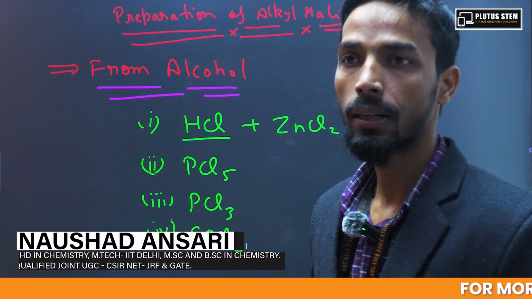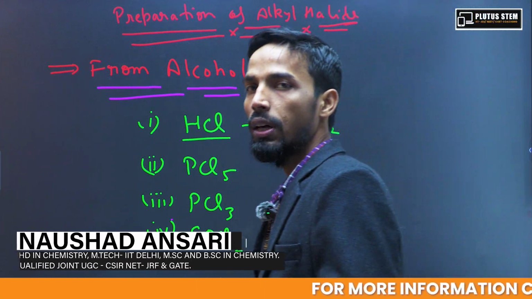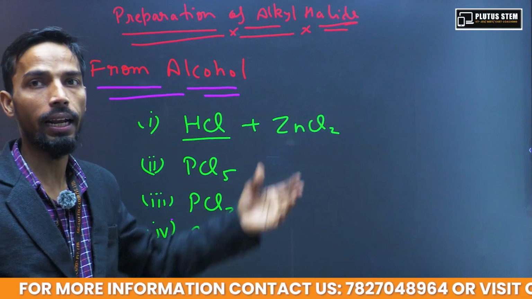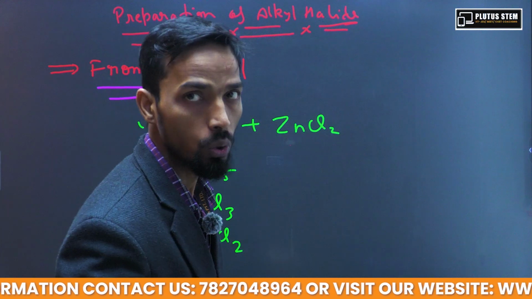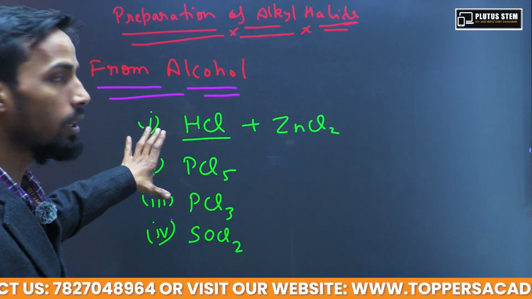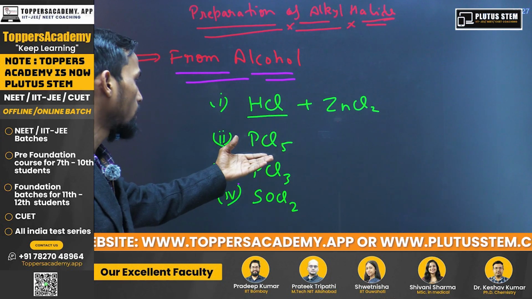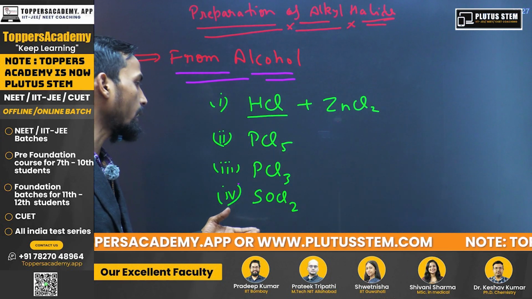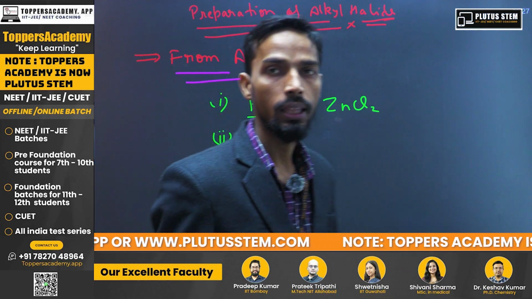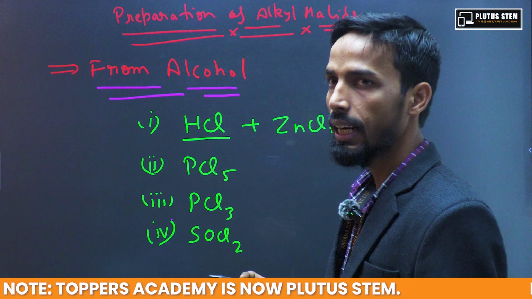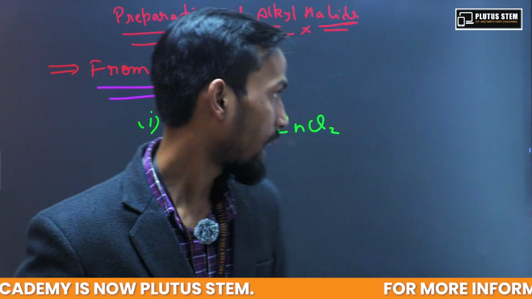Hello everyone, welcome to Plutus STEM. Today we are going to discuss the preparation of alkyl halide from alcohol. In this method we are going to discuss these subunits: from HCl plus ZnCl2, from PCl5, from PCl3 and from SOCl2. These are the four important ways by which we can prepare alkyl halide from alcohol.